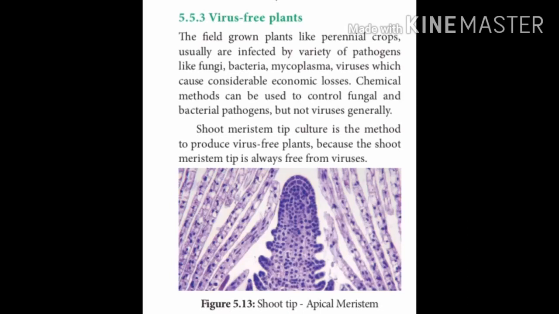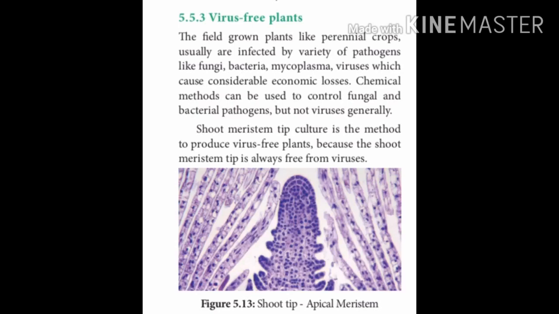Let's move into virus-free plants. The field-grown plants like perennial crops usually are infected by a variety of pathogens like fungi, bacteria, mycoplasma, viruses which cause considerable economic losses. So chemical methods can be used to control fungal and bacterial pathogens but not viruses generally. Shoot meristem tip culture is the method to produce virus free plants because the shoot meristem tip is always free from the virus. Let's look into the protocol for this virus free production.